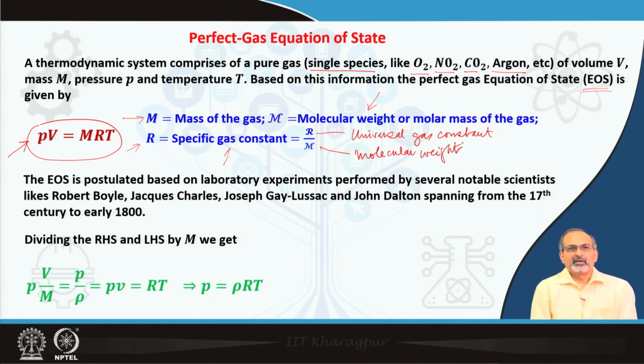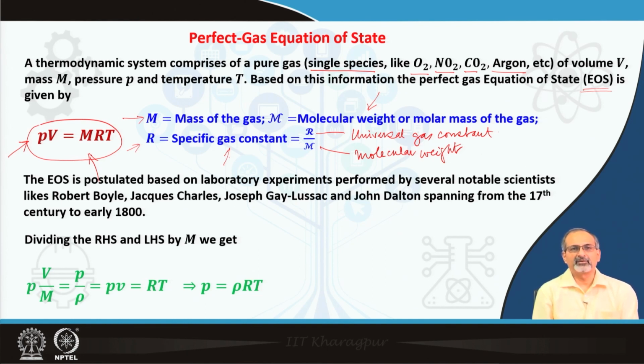Now, the equation of state has been postulated based on laboratory experiments performed by several notable scientists. Among them are Robert Boyle, Jacques Charles, Joseph Gay-Lussac, and John Dalton, spanning from the 17th century to the early 1800s. Based on their experiments, it has been postulated. So, there is no way we can directly prove it in classical thermodynamics. There are ways of doing it in statistical or microscopic thermodynamics though.